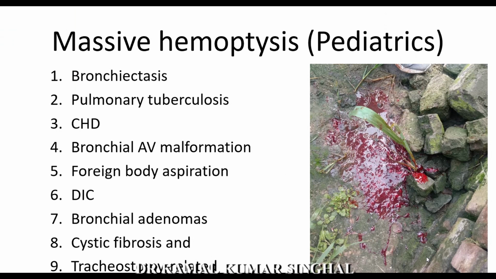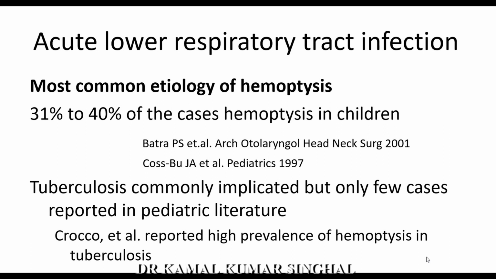Causes of massive hemoptysis in pediatrics include bronchiectasis, pulmonary tuberculosis, congenital heart disease, bronchial AV malformations, foreign body aspiration, disseminated intravascular coagulation, bronchial adenomas, cystic fibrosis, and tracheostomy related. Acute lower respiratory tract infection is the most common etiology of hemoptysis in children. If you look at various reports, almost 31 to 40% of the cases of hemoptysis are because of acute lower respiratory tract infection.